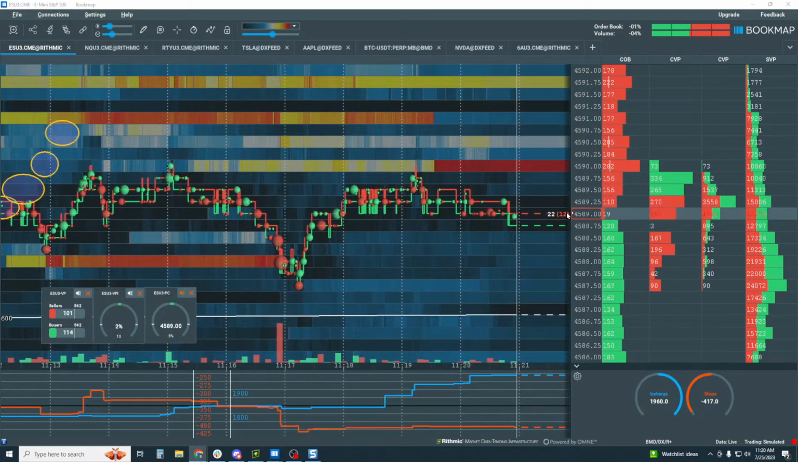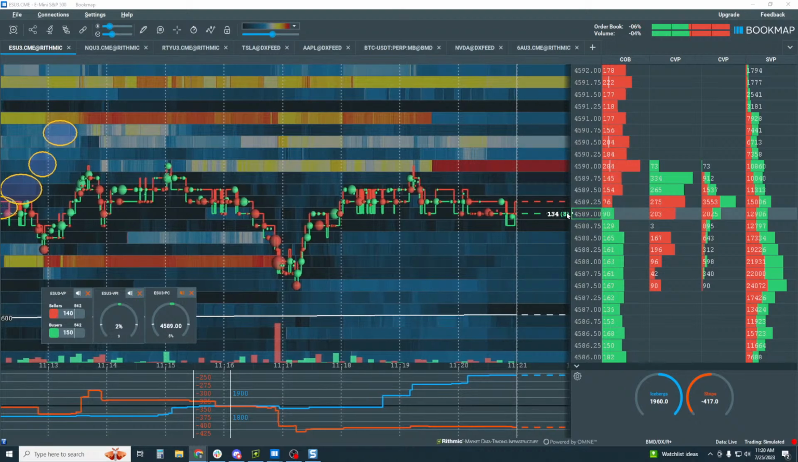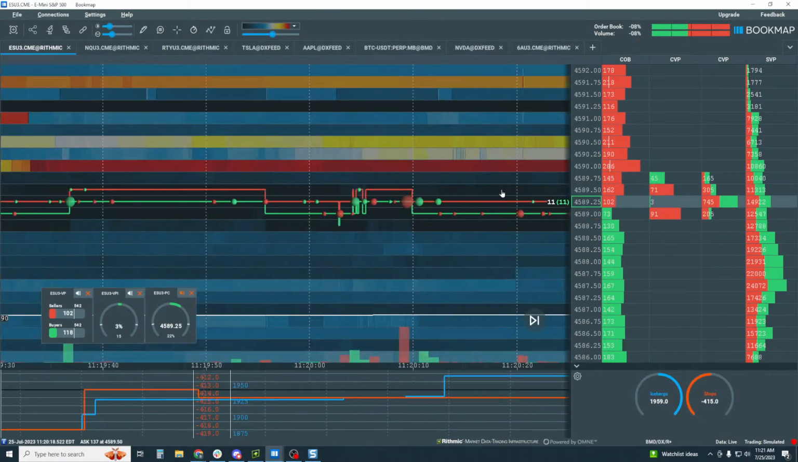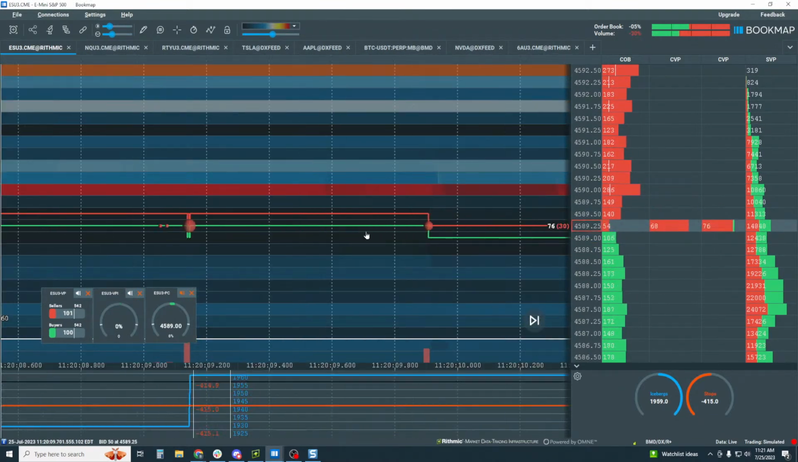If it's red, it's on the best offer. If it's green, it's on the best bid. So I can show you how that works here. You'll see the transitions here.